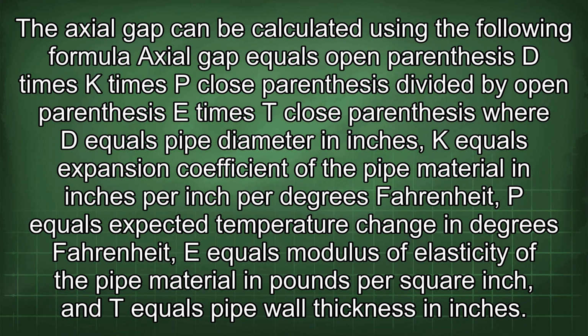Axial gap equals (d times k times p) divided by (e times t), where d equals pipe diameter in inches, k equals expansion coefficient of the pipe material in inches per inch per degrees Fahrenheit, p equals expected temperature change in degrees Fahrenheit, e equals modulus of elasticity of the pipe material in pounds per square inch, and t equals pipe wall thickness in inches.